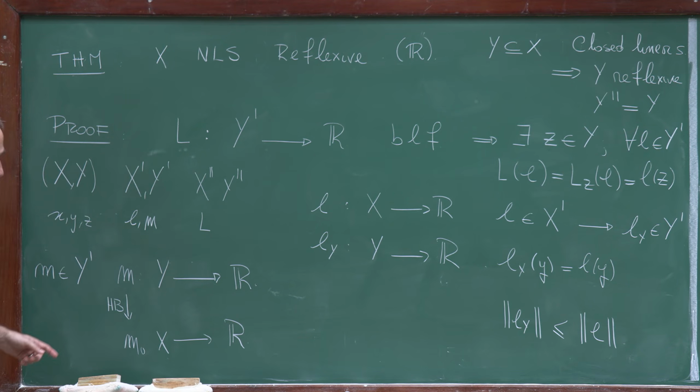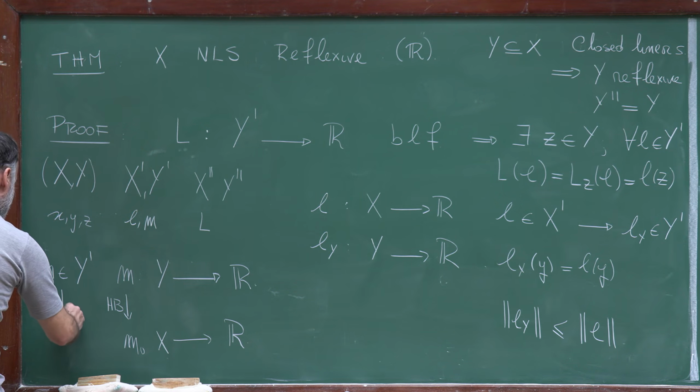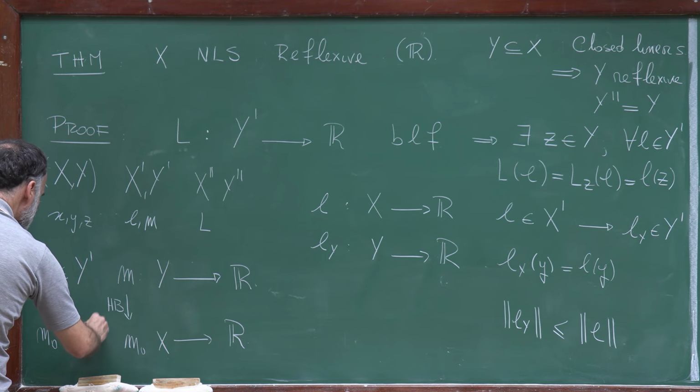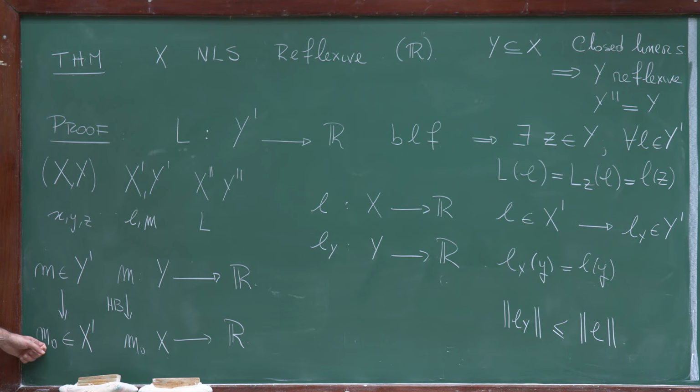The problem here is that this extension is not unique. So if you start from an element in Y prime, you can always use Hahn-Banach to get an element m_0, which is in X prime. And Hahn-Banach will tell you that the norm of m_0 is equal to the norm of m, but the problem here is that this extension is not unique, so you don't know exactly what you're talking about when you say your extension. You just need that there exists one. So these will be the building blocks of the proof of this result.